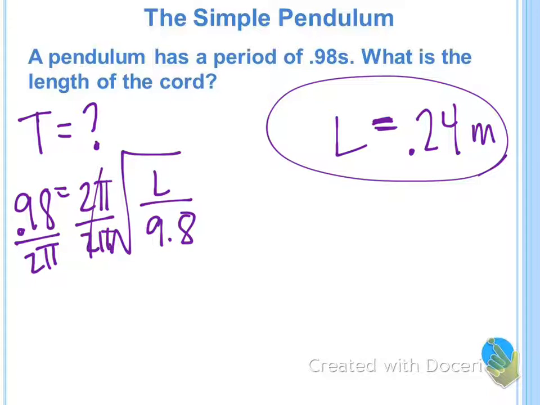Okay, so we divided by 2 pi, we squared both sides, and then we ended up multiplying by 9.8 to get L by itself. And our L came out to about 0.238 meters. Yes? Yep.